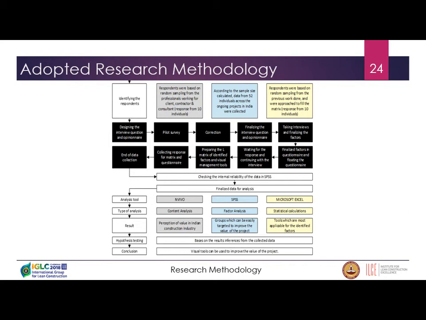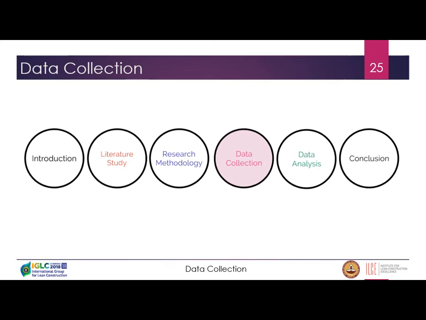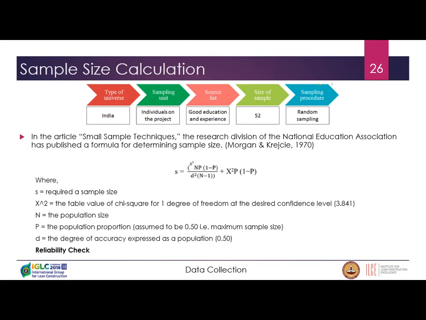Respondents were different in number for all the three objectives, and the analyses used were content analysis, factor analysis, and statistical calculations. As a part of data collection, the second objective required a survey method, and 52 responses were collected across India from various construction projects.